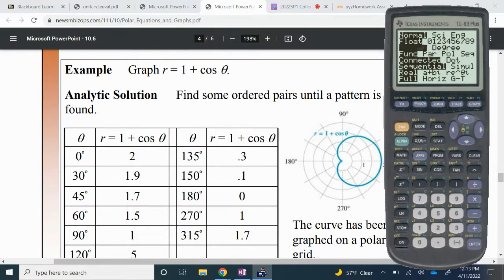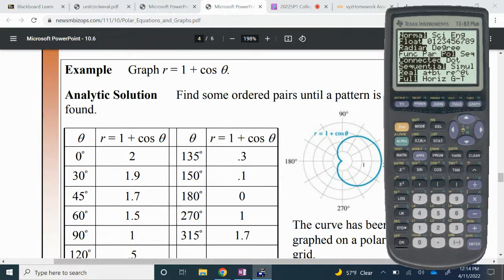But since this is a virtual calculator, it'll reset itself at any point in time, so I'm just kind of paranoid about going in and making sure I'm in the right mode. When you graph these polar equations, you want to make sure that you are in radian mode. You also must go to function, and then we have some options: function, which is FUNCT, PAR, which is parametric, and POL, which is polar. We want to change from function to polar.